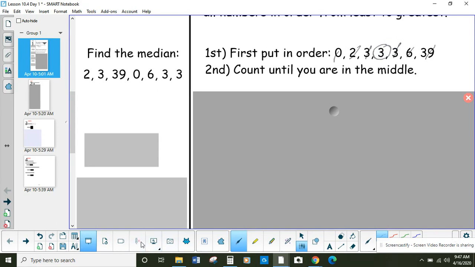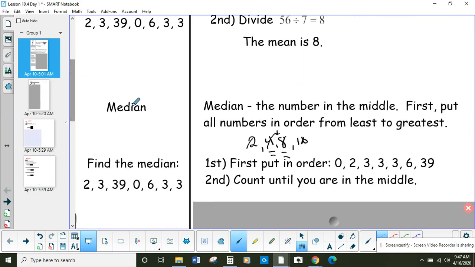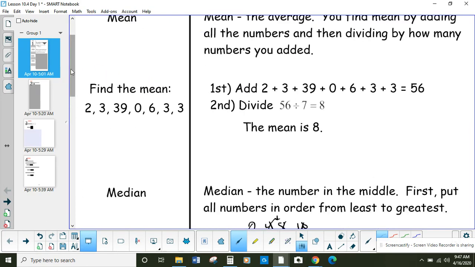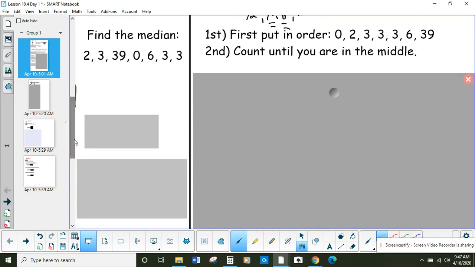Now, what do we do if there's an even number of digits? For example, let's say I had these numbers here, and I had to find the median or middle. If I crossed out 1 and 1, and crossed out 1 and 1, and there was nothing in the middle, then you would take the two numbers that are in the middle, and you would find the, guess what? You would find the mean of those numbers. You would add those two together and divide by 2, and that's how you'd get your median if there was an even amount of numbers.